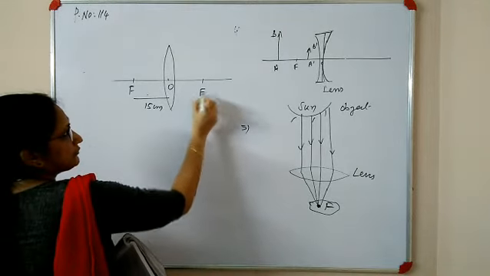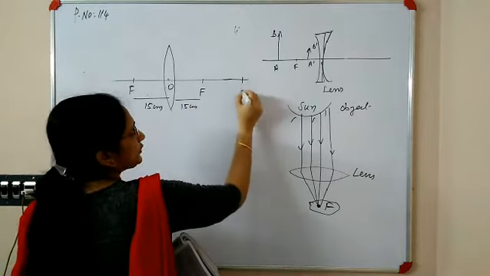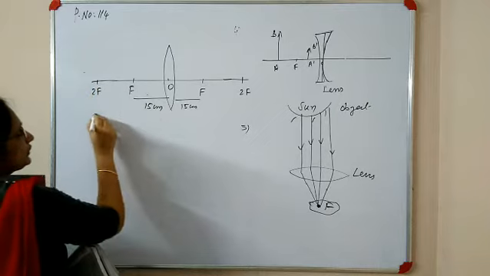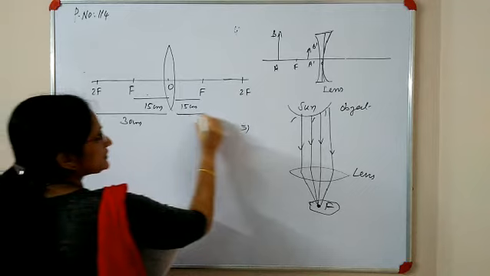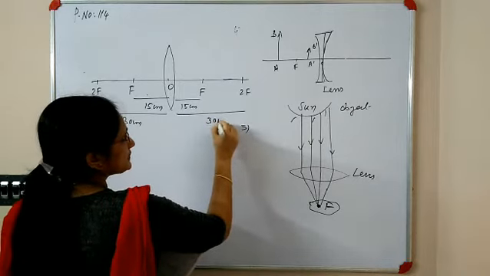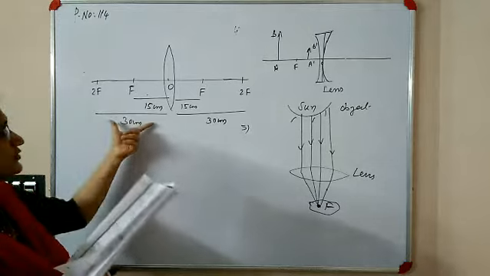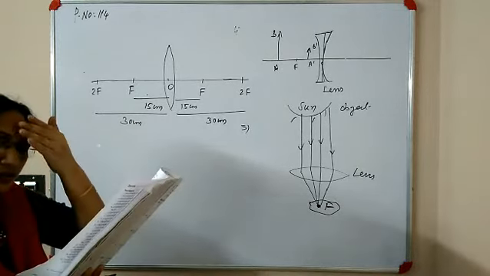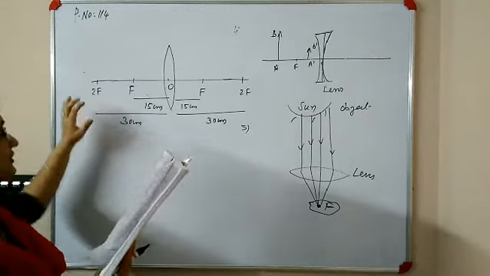Here also F will be at 15 centimeter and 2F we have to mark. 2F will be at 30 centimeter. This distance is 30 centimeter. Okay, meaning radius of curvature is twice the focal length. So the focal length of this lens is 15 centimeter and the object is placed.